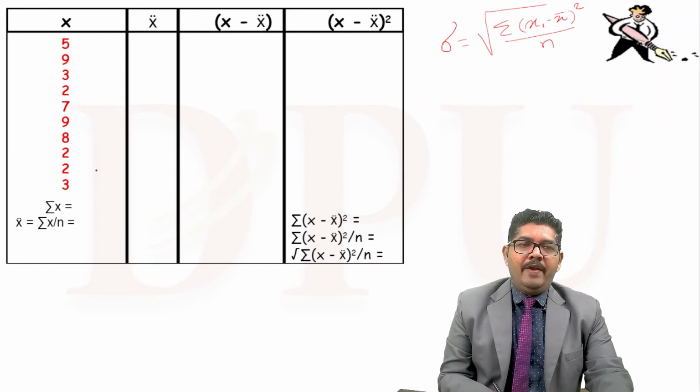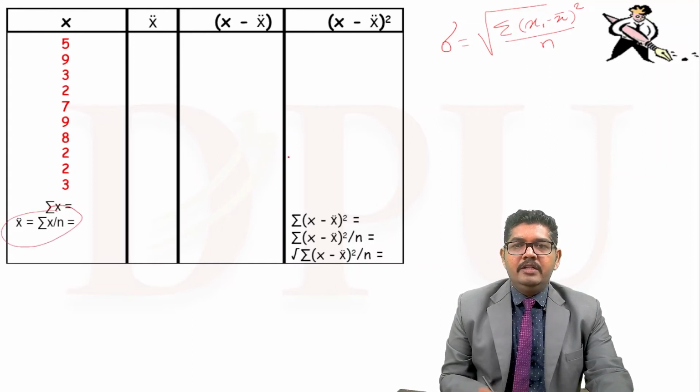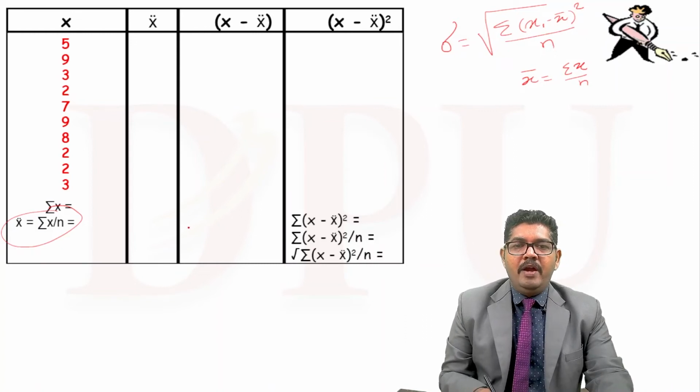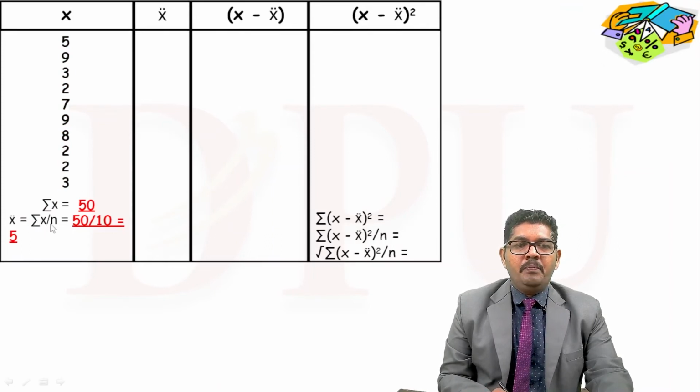So we have x values here. We need the x bar value. Look at this formula. We need deviation, but for calculation of deviation we need the x bar value, and x bar is equal to summation of x divided by n. So these are individual values, addition of these values divided by n. In the next slide we have addition of all these values equal to 50, and x bar is equal to summation of x divided by n. So 50 divided by 10 is equal to 5.